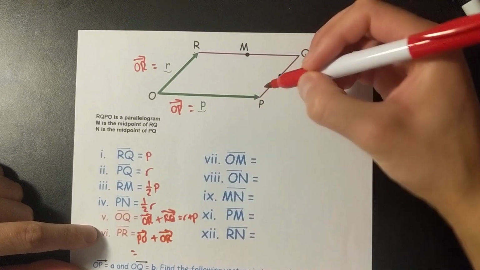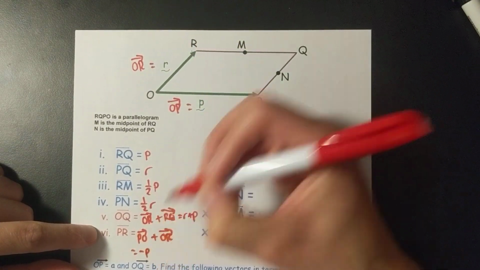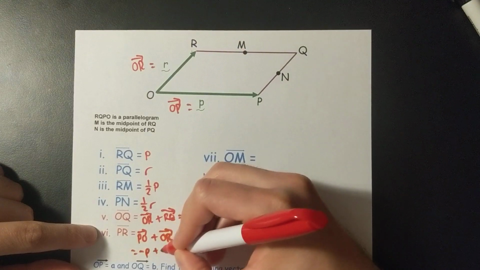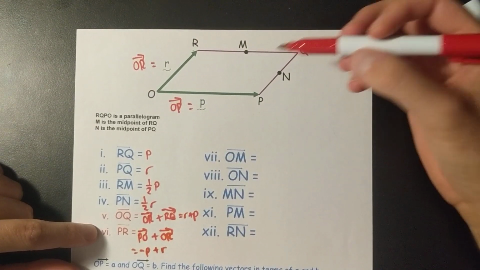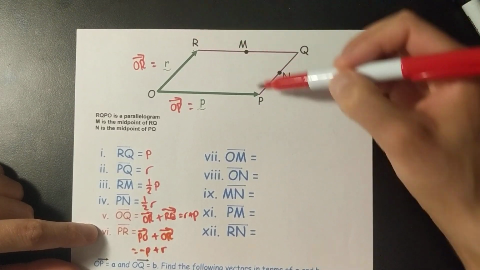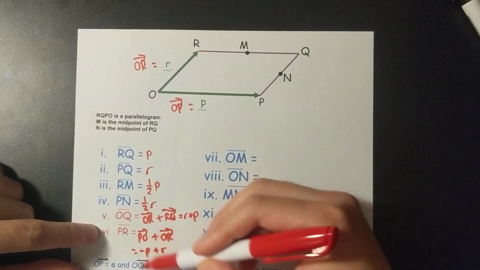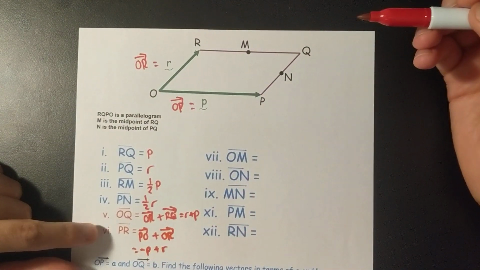So here, P to O is negative P, because I'm going in the opposite direction. And then O to R, that is the normal, regular, positive R. So it'd be negative P plus R. Again, I could have gone the other way. I could have gone P to Q, and then Q to R. So I could have gone R, take away P, means the exact same thing. Negative P plus R is the same as R, take away P.